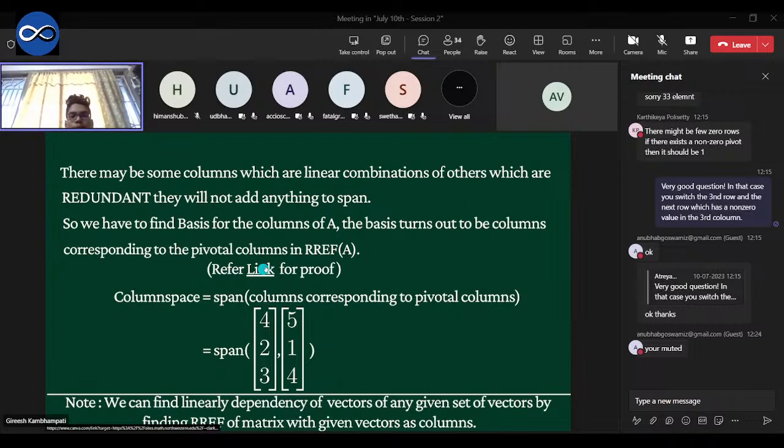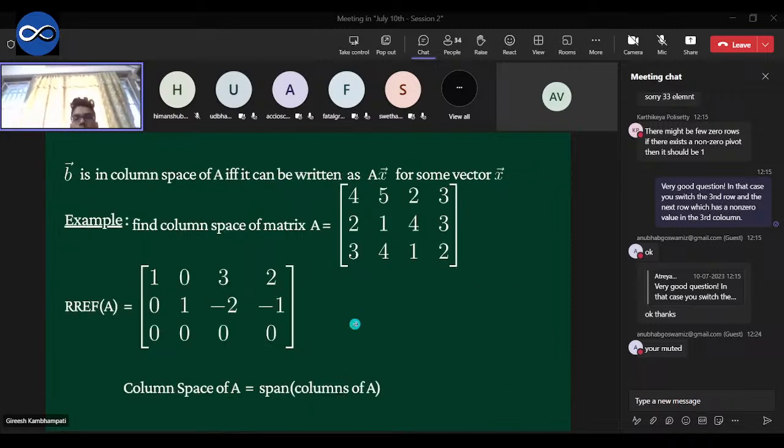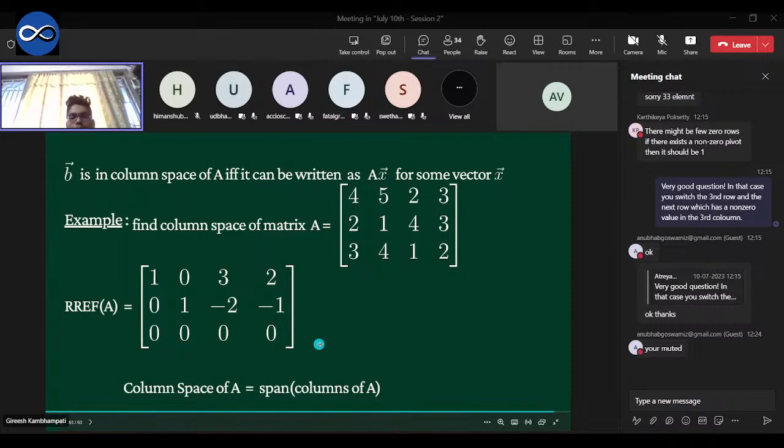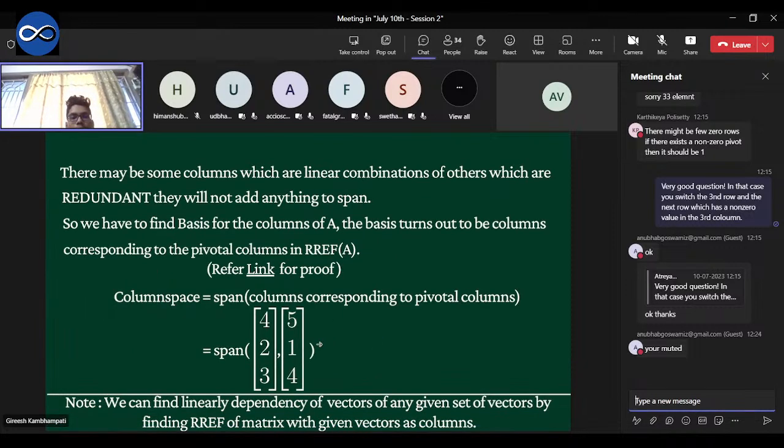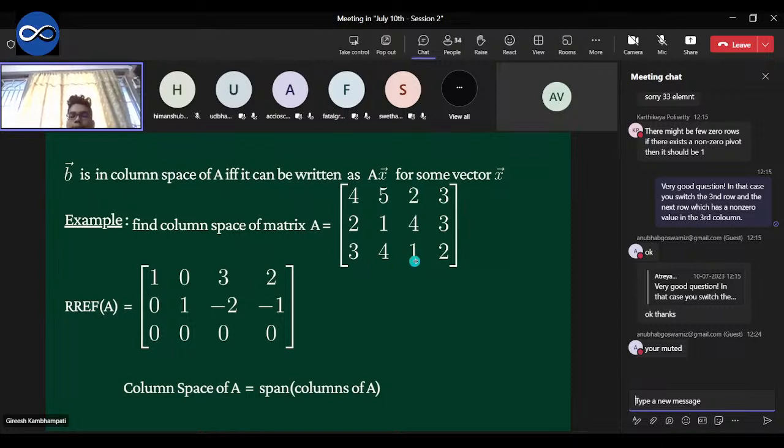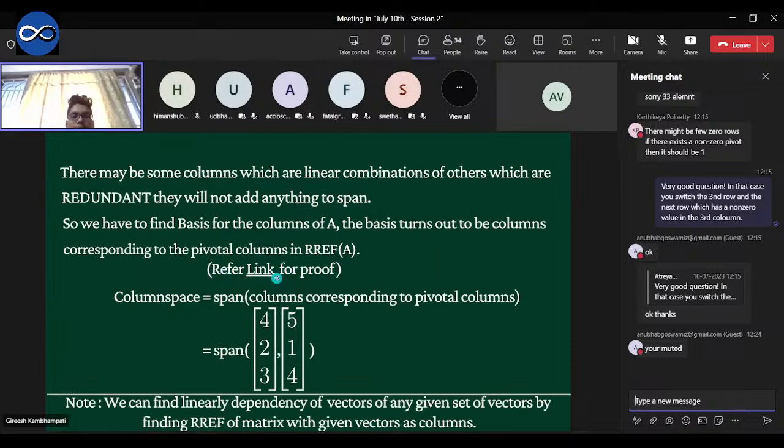For the proof, you can refer to this link. We have provided a link here. So the column space will be the span of columns corresponding to pivotal columns. What exactly we are saying is, actually the column space is the span of columns of A, but we are saying it is also the span of pivotal columns of A. This means non-pivotal columns are redundant. Non-pivotal columns will not add anything to the span, because non-pivotal columns can be written as linear combinations of pivotal columns, which is exactly what we have to prove, and it is provided in the link above.